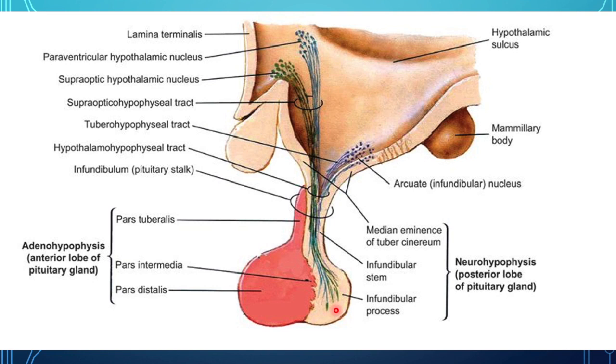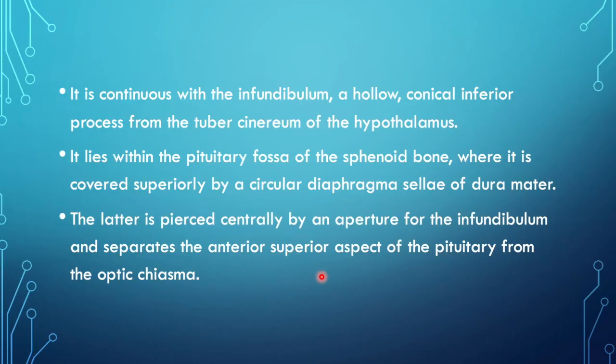The anterior lobe of pituitary gland is called as adenohypophysis. So it consists of three parts: pars tuberalis, pars intermedia, and pars distalis. So pars tuberalis, we saw it in the pictures a while ago that it wraps around the stalk, pituitary stalk. Pars intermedia is actually rudimentary in adult pituitary gland. So moving on to the next slide.